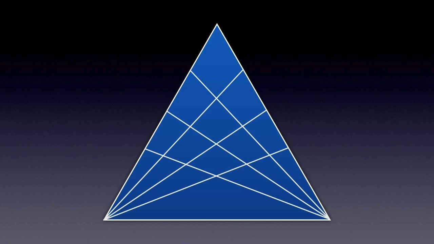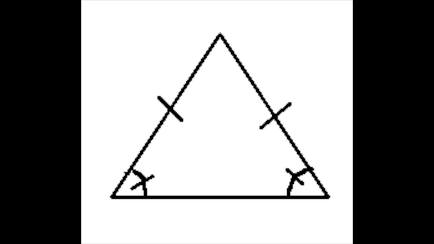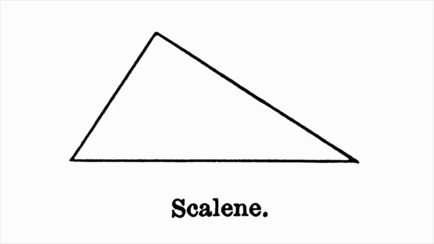What about triangles? Did somebody say triangles? There are 3 kinds of triangles I want you to focus on. First is an equilateral triangle. All sides and all angles are equal. The second is isosceles triangle. 2 sides and 2 angles are equal. Lastly is a scalene. No sides and no angles are equal.